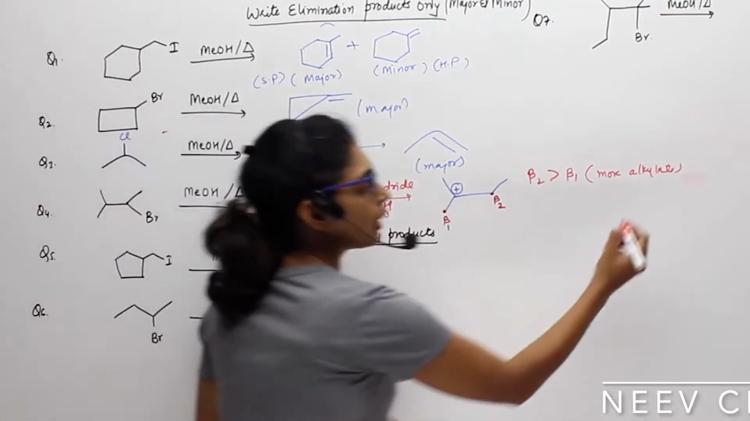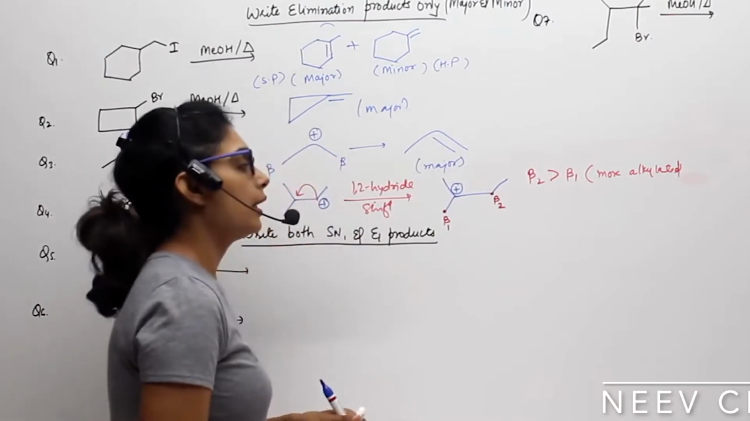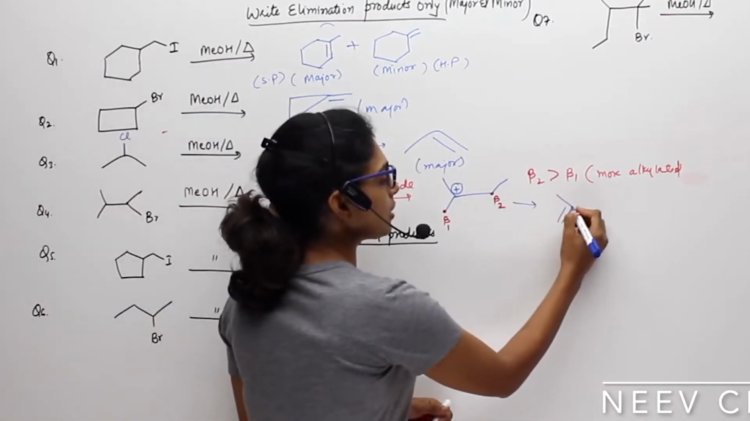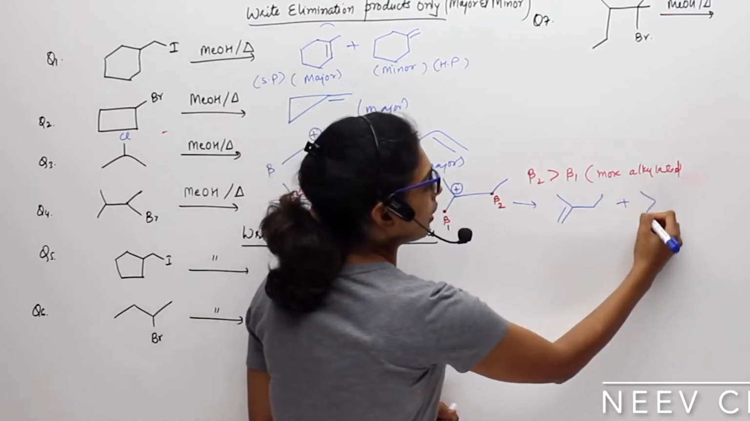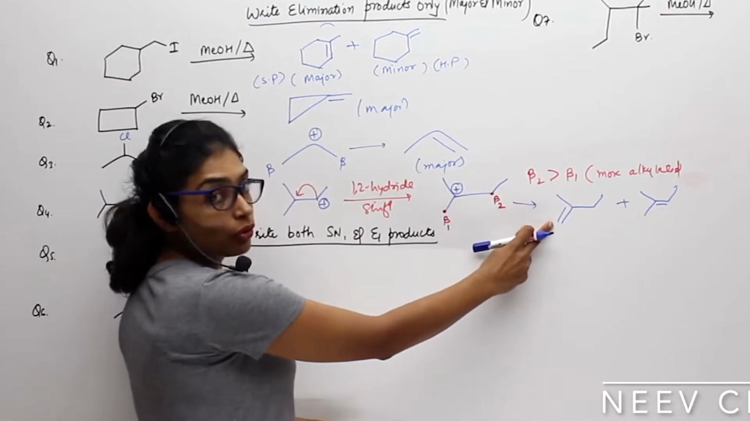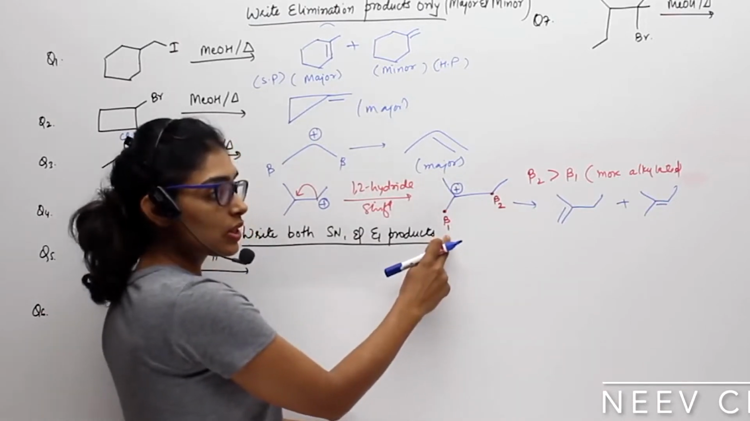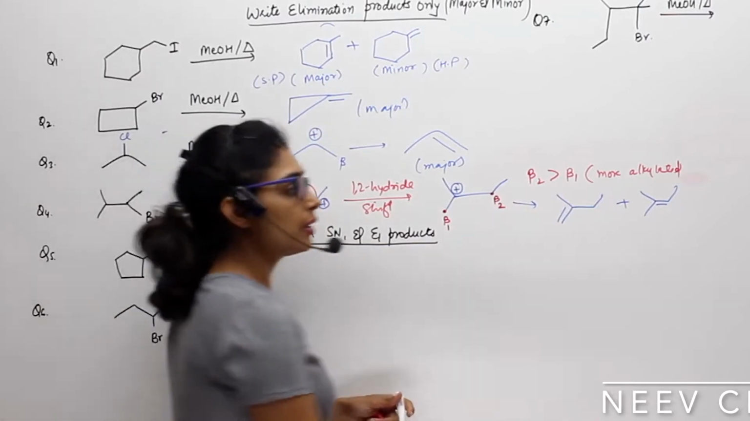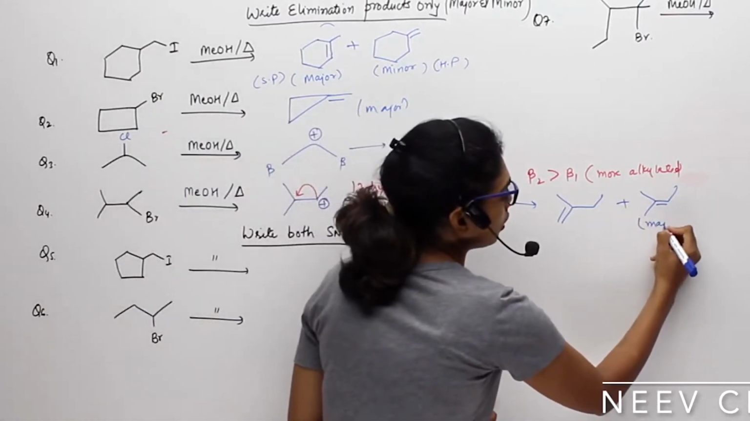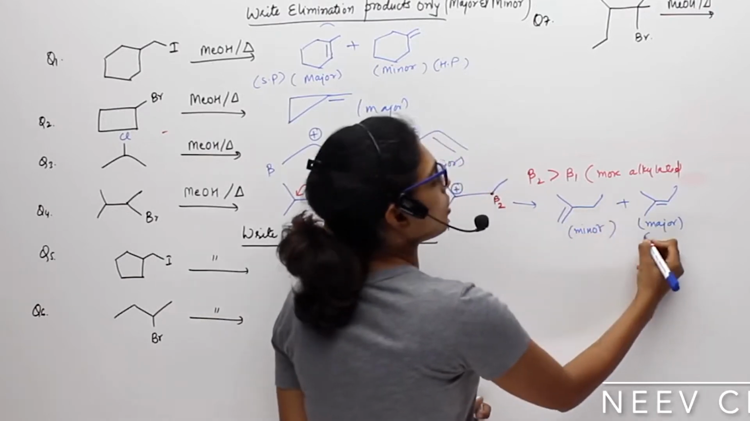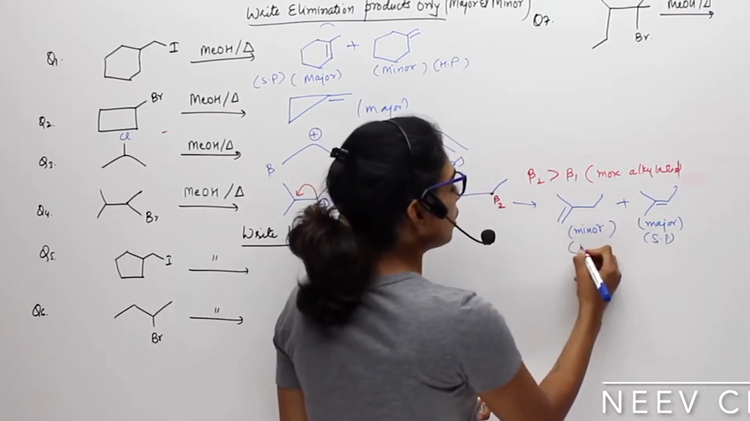Okay, alkylated, and hence there are two products which are possible. One will be this and another will be this. Here the removal of hydrogen has taken place from beta 1, which is less alkylated. Here the hydrogen removal has taken place from beta 2, which is more alkylated. This is going to be the major product and this is going to be minor. This is your Saytzeff product and this is your Hofmann product.